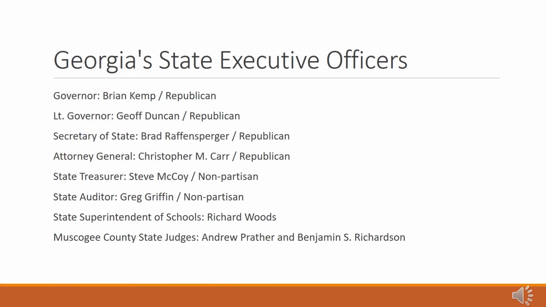If you've been wondering who occupies all the previous offices that we've been talking about, here's a list of Georgia's state executive officers. Governor Brian Kemp, Lieutenant Governor Jeff Duncan, Secretary of State Brad Raffensperger, Attorney General Christopher M. Carr, State Treasurer Steve McCoy, State Auditor Greg Griffin, State Superintendent of Schools Richard Woods, and the Muscogee County State Court Judges are Andrew Prather and Benjamin S. Richardson.